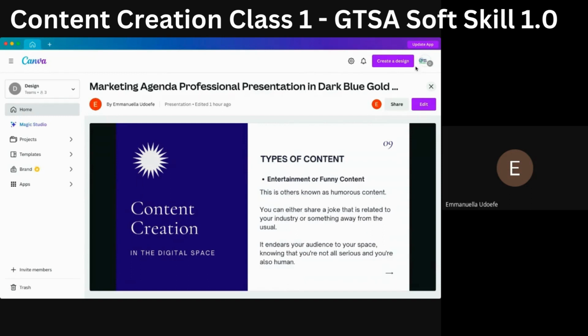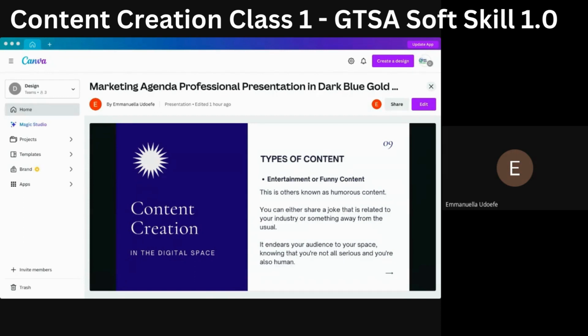The next one is entertainment or funny content. You could also call it humorous or humor content. What exactly is it supposed to do? Just as the name implies, it's supposed to entertain your audience, it's supposed to make them relax, it's supposed to make them laugh, so that they know that you are also a human being like them. Like you're not a robot, you're not AI without feelings.